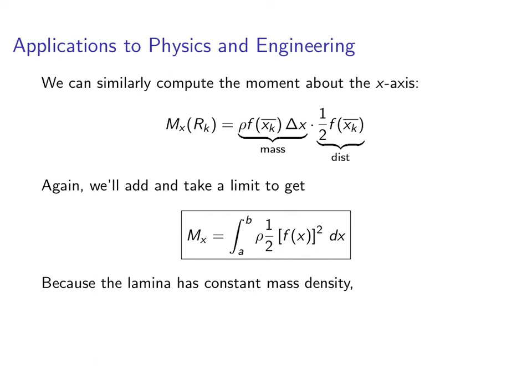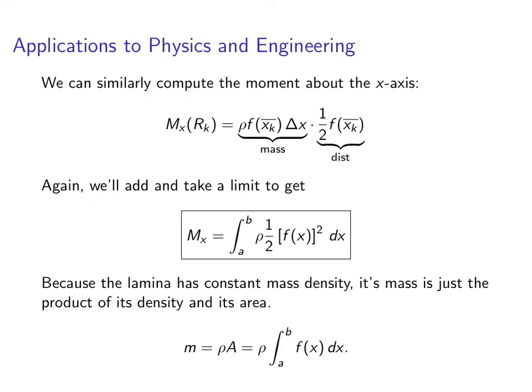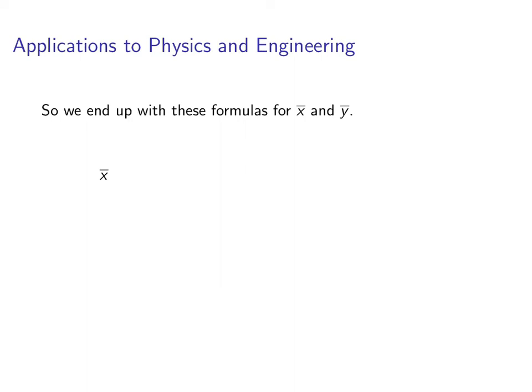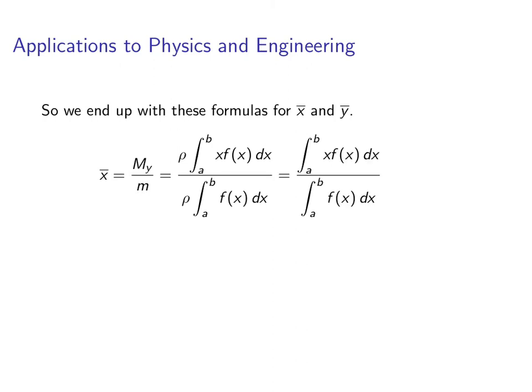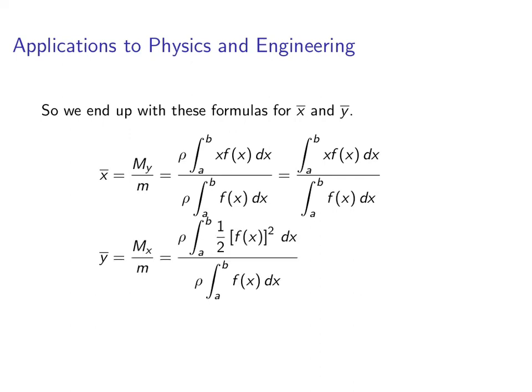Now our lamina, in this case, has constant mass density, and the mass is just the product of its density and its area. So the mass is equal to rho times the area, which is just equal to rho times the integral from a to b of f of x dx. So we get some formulas for x bar and y bar. X bar is the moment about the y-axis divided by the mass, and we get these integral formulas. And rho is a constant, so it cancels out. So we get the integral from a to b of x f of x dx over the integral from a to b of f of x dx. Y bar is m sub x divided by m. We put our integral formulas in, so we have rho times the integral from a to b of 1/2 f of x squared dx all over rho times the integral from a to b of f of x dx. And the rho's cancel out.